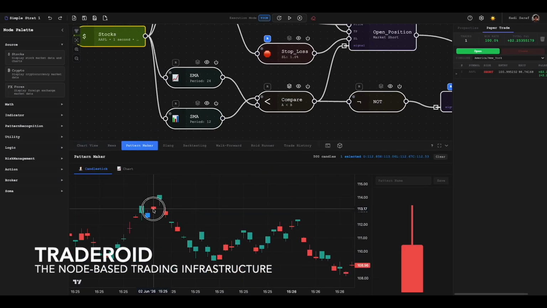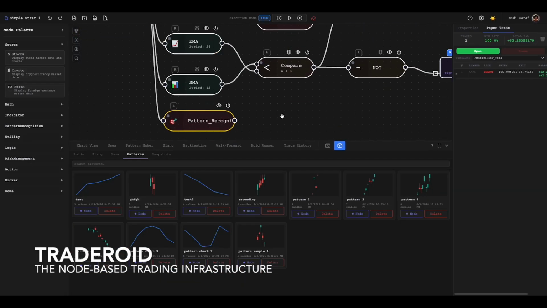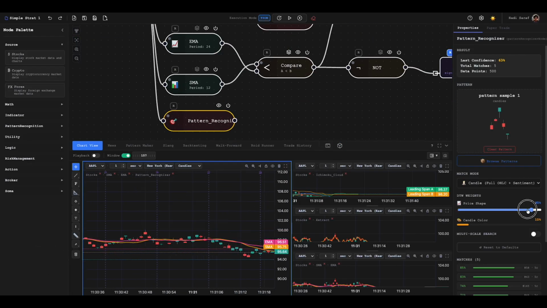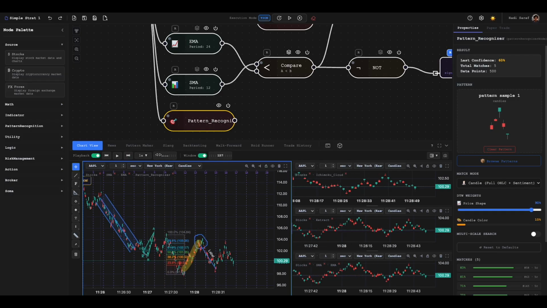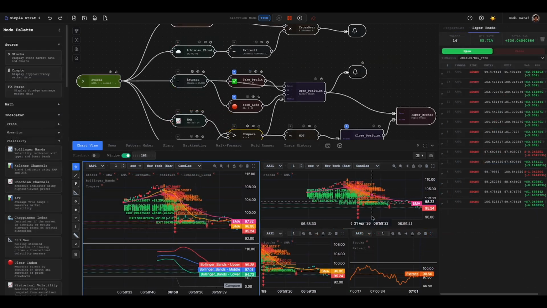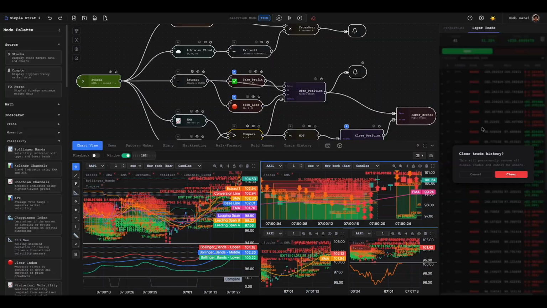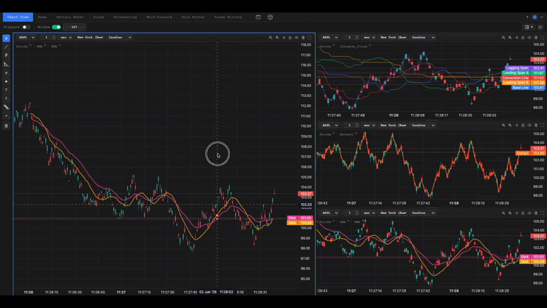What if you could design, test, and deploy an advanced trading system the exact same way a systems architect builds a high-performance pipeline? Visually, intuitively, and without writing a single line of code. That is the power of Traderoid's node-based graph editor.